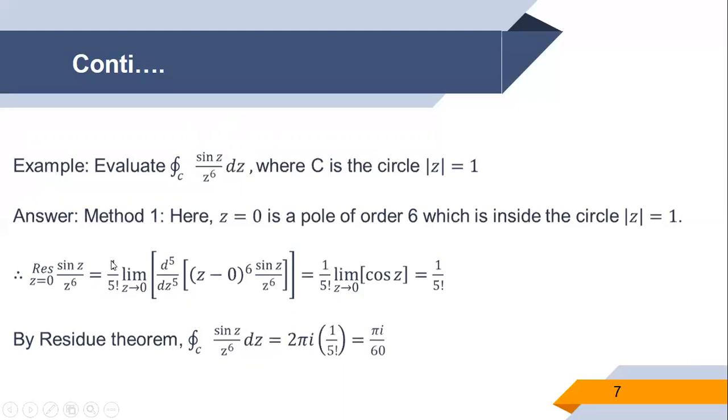So n is equal to 6, so 1 upon 5 factorial, 5 times derivative of this function. z raised to 6 cancels with z raised to 6. So the 5 times derivative of sin z is cos z. We replace z is 0, then we get cos 0 is 1, so we get 1 upon 5 factorial. So the integration of this function, by residue theorem, is 2 pi i into 1 upon 5 factorial, and this is equal to pi i by 60.